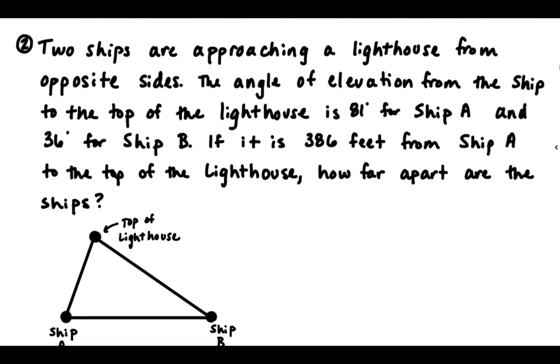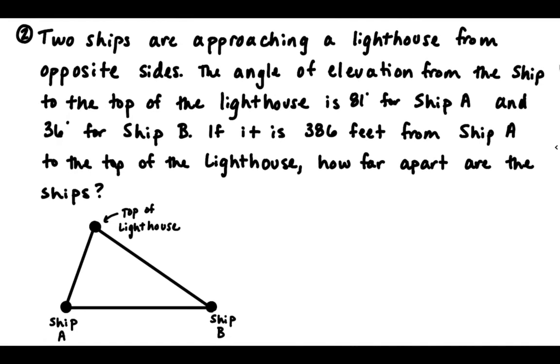Next one we have is a word problem. I drew the shape of the diagram for you, and I'll help you get it labeled and get started. We have two ships approaching a lighthouse from opposite sides. Here are our ships and our lighthouse. The angle of elevation from the ship to the top of the lighthouse is 81 degrees for ship A. So there's our first piece of information, so let's put that on the diagram.